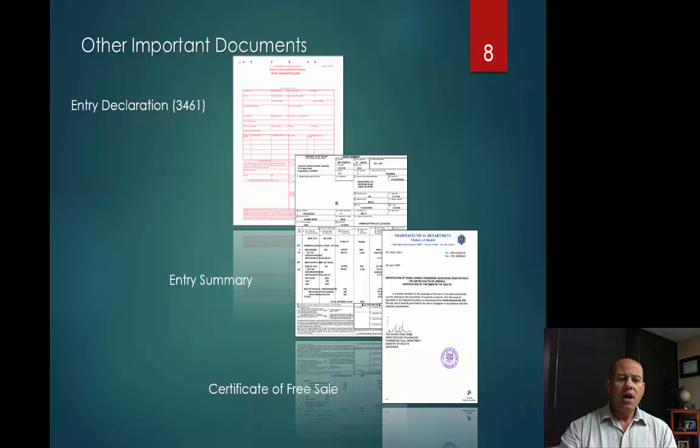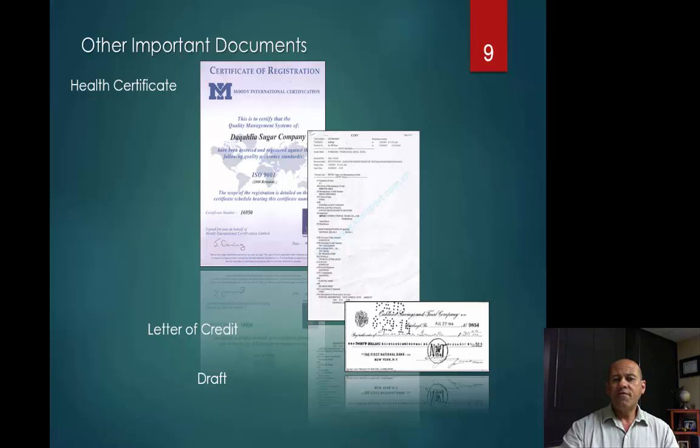Certificate of free sale. A certificate of free sale is often validated by different government agencies, but it's basically a document that signifies that the goods that are being sold abroad can be freely sold within the country that they come from. You have various health certificates. Many countries will require, especially on food items, different drugs, therapeutic items, medical devices, that there might be a health certificate.